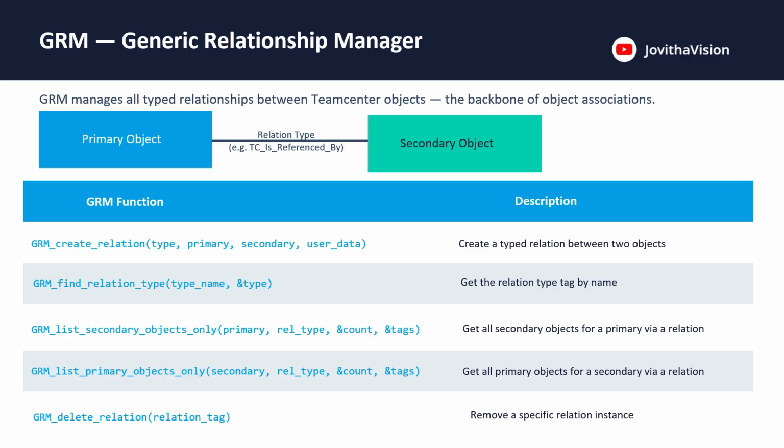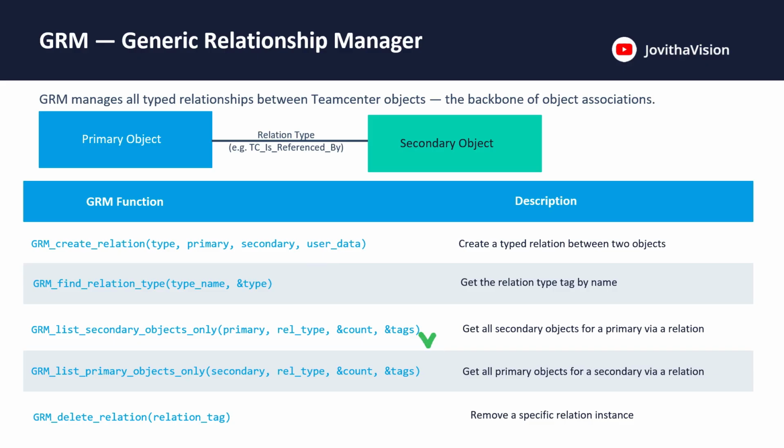Let me walk you through GRM. The concept is simple. A typed relation has a primary object, a relation type, and a secondary object. The relation type defines what kind of connection it is. TC_referenced_by is a common built-in example. Key GRM functions. GRM_create_relation creates a typed relationship between two objects. GRM_find_relation_type gets the relation type tag by passing the type name as a string.